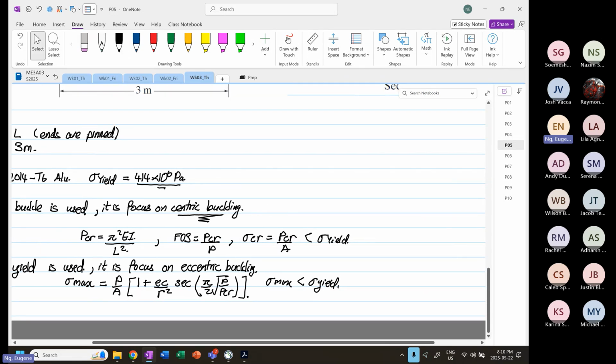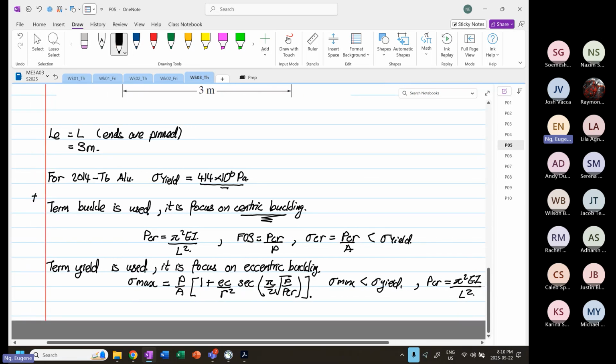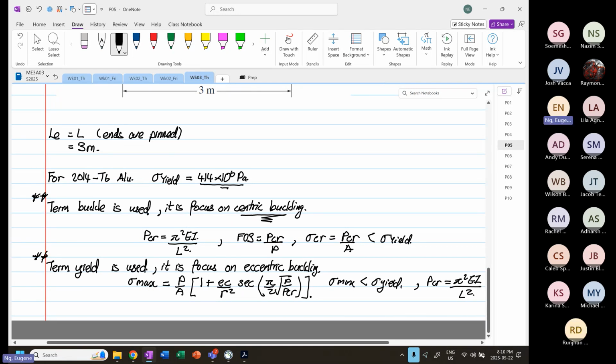But again, in this case, we know that PCR is also equal to pi squared EI over L squared. Now the PCR for eccentric buckling and the PCR for centric buckling sometimes is not equal. I repeat again, sometimes it is not the same, and we have to be really, really careful. Are we clear? So these terms over here are very, very important.